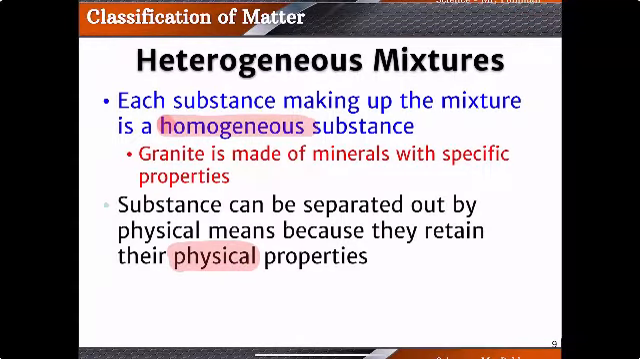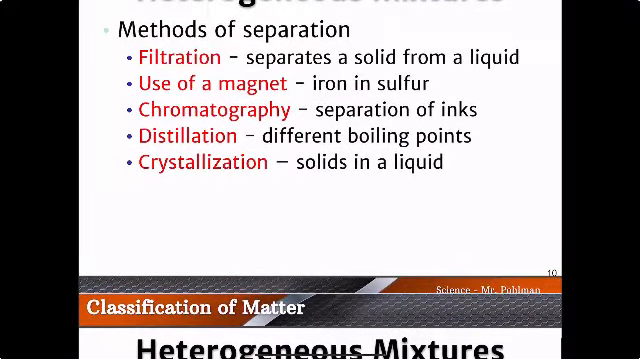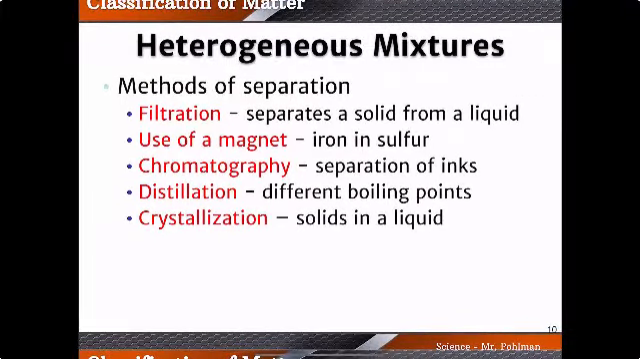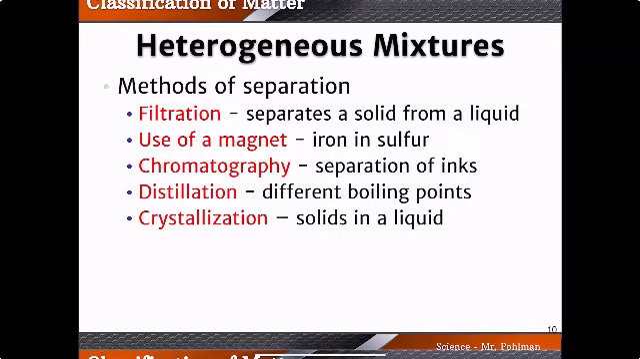Now, some other examples of methods of separating, we already mentioned one of them a little bit earlier. We had the snow globe. The snow globe, if you wanted to separate it, you use filtration, different particle sizes. If you want to separate two materials and one of them is magnetic, like iron and sulfur, you can use a magnet for that.